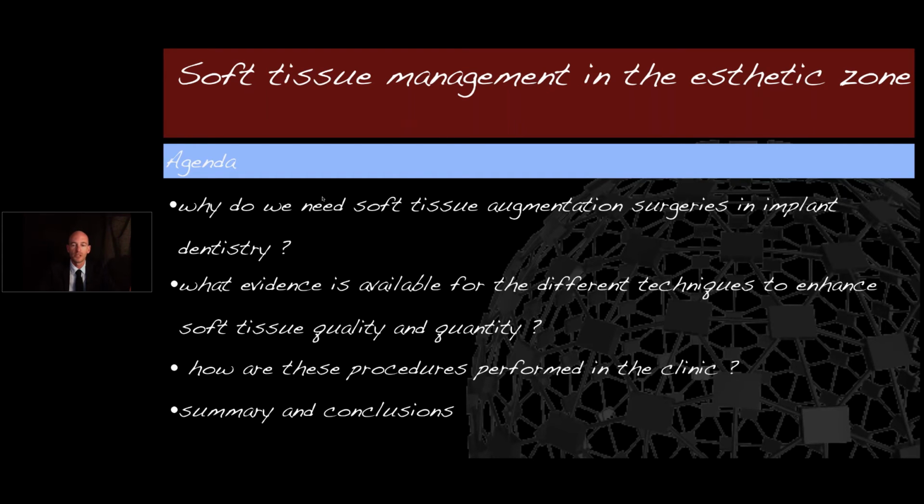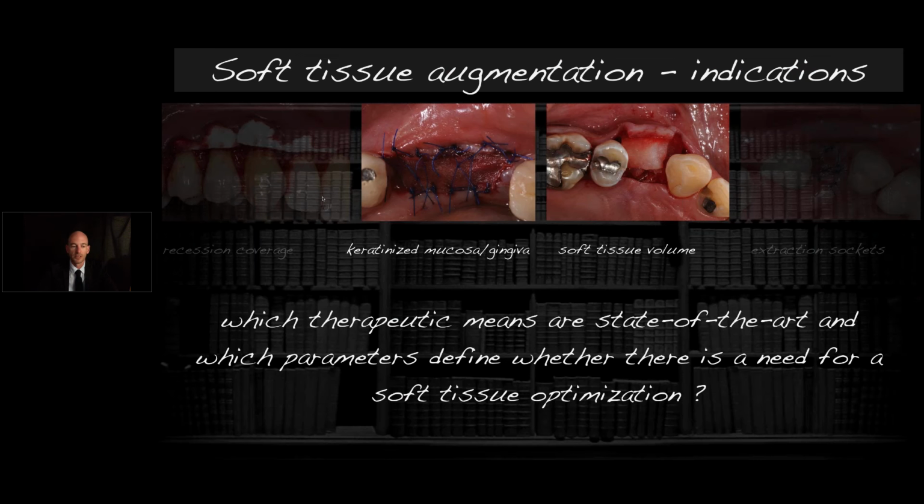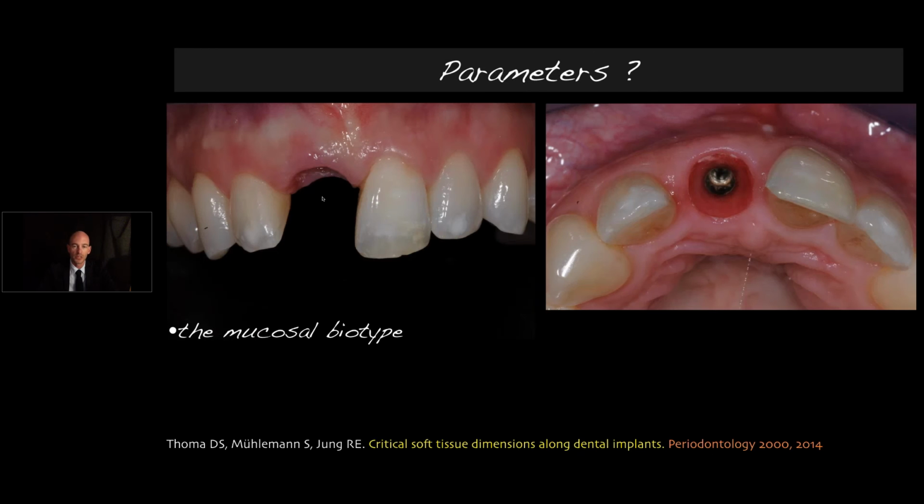So why do we need soft tissue augmentation surgeries in implant dentistry? Well, first, we need to ask which therapeutic means are state-of-the-art and which parameters define whether there is a need for a soft tissue optimization. And tonight we're only going to focus on keratinized tissue and soft tissue volume. So looking at some parameters, this includes the mucosal biotype, the width of keratinized tissue around dental implants, and the soft tissue volume around dental implants.